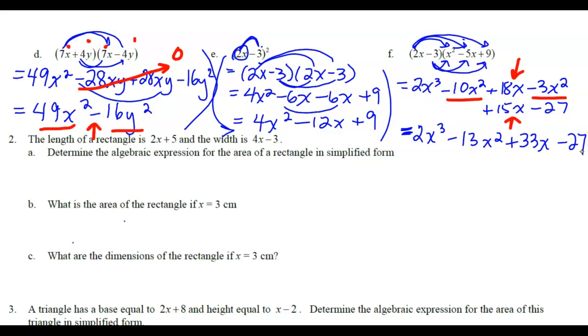It really depends. Maybe I might have x's and y's and z's in that bracket, and then I won't have any like terms. Okay, so that's where we're going to leave it. We'll start at number 2 tomorrow.